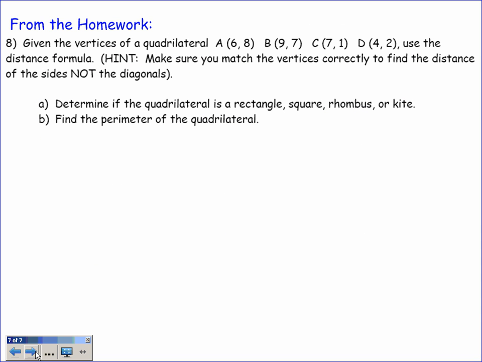Okay. This is actually a question from your homework. This is the very last question on here. It says, given the vertices of a quadrilateral, okay? Quadrilateral means we have how many sides? 4, okay? So here's the A, B, C, and D. Use the distance formula, okay? We're going to determine if the quadrilateral is a rectangle, a square, a rhombus, or a kite, okay?